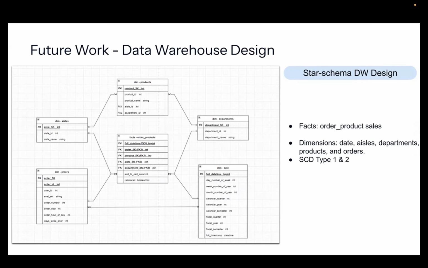The schema is optimized for analytics and reporting, with clear relationships that support efficient queries. We also plan to implement slowly changing dimensions, either type 1 or type 2, to handle data changes over time while preserving historical accuracy. This design will provide a solid foundation for our business intelligence and data analysis needs. Next slide, please.